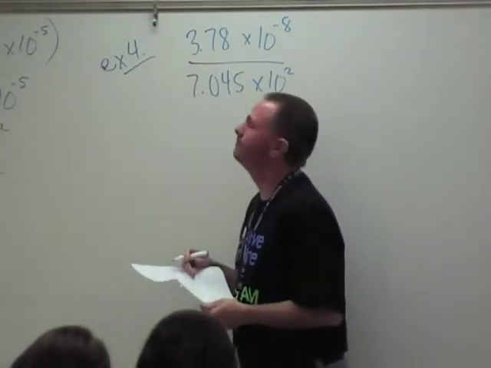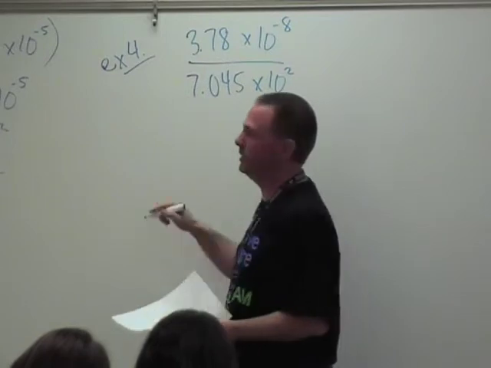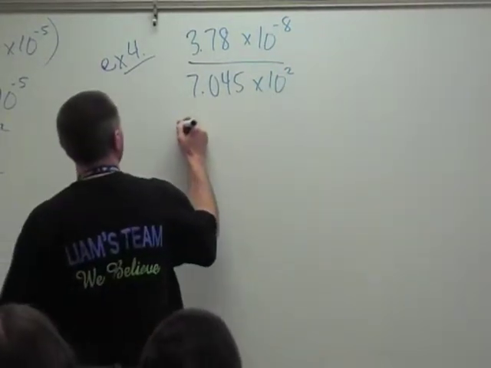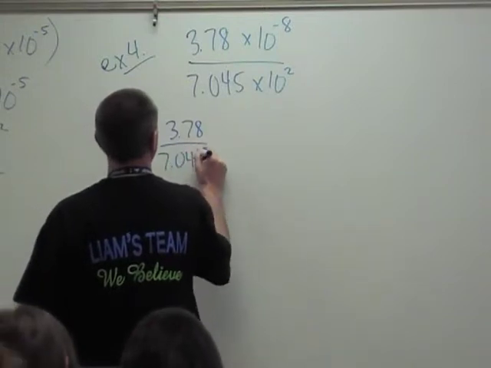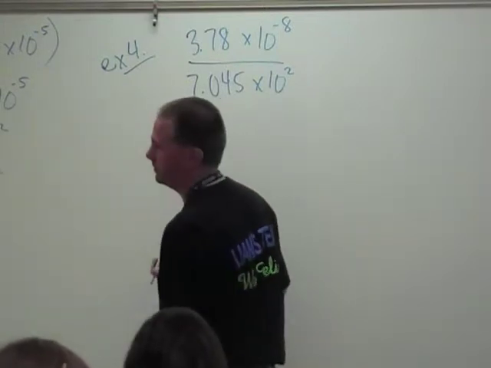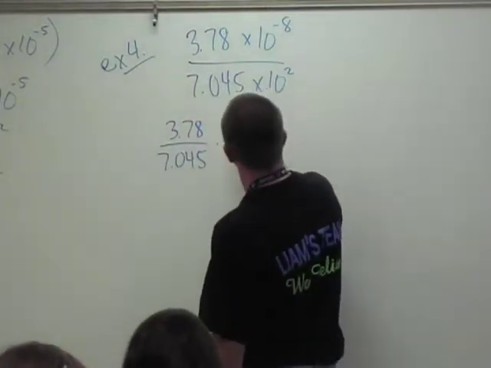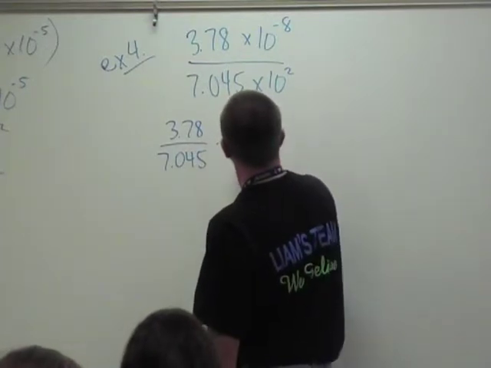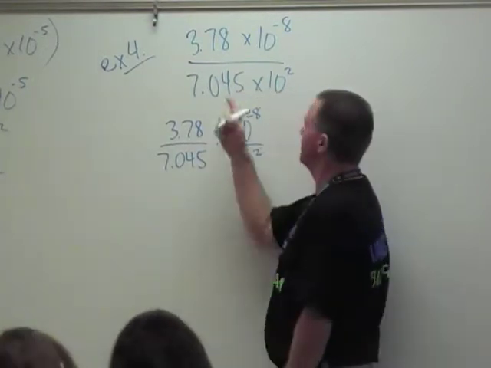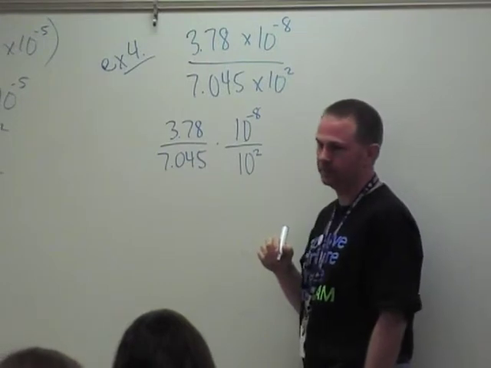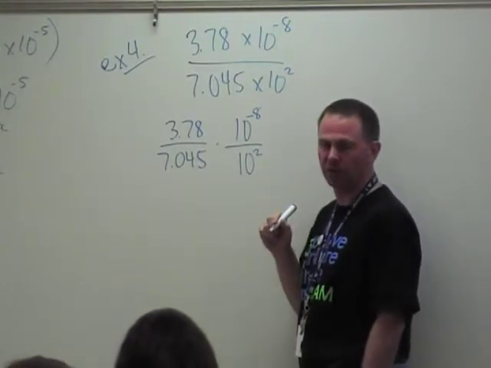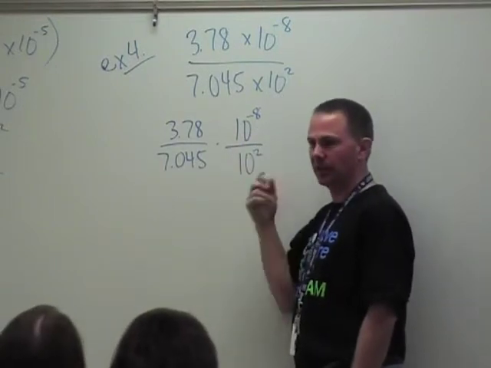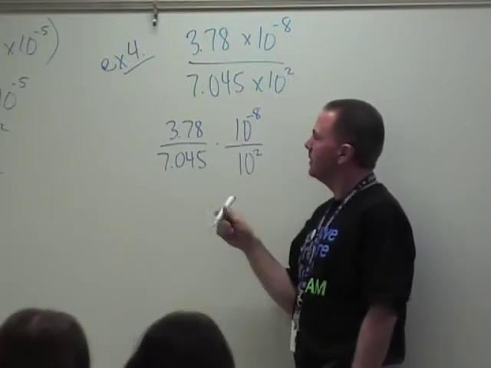Well, how about we make it a little easier? Sophie, 3.78 divided by 7.045. Can you do that, Sophie? Yes. And it's also the same thing as 10 to the negative 8 over 10 squared. This is exactly the same as that. Do you all understand? I'm not expecting you to write it down like this on your homework assignment. I'm doing it so you can see how the thought process goes.